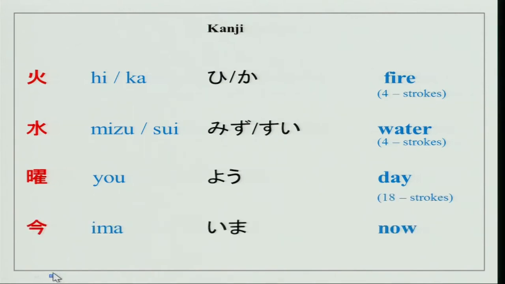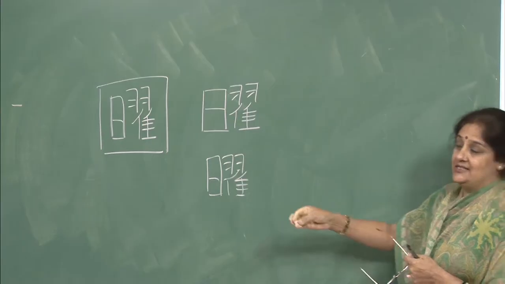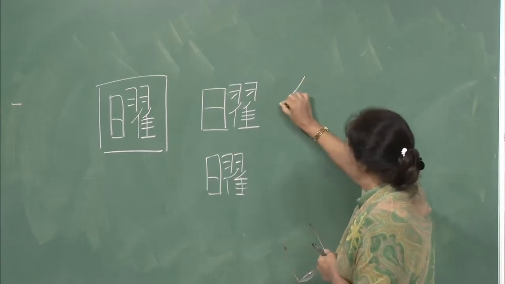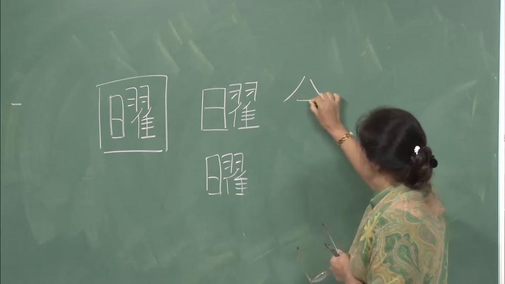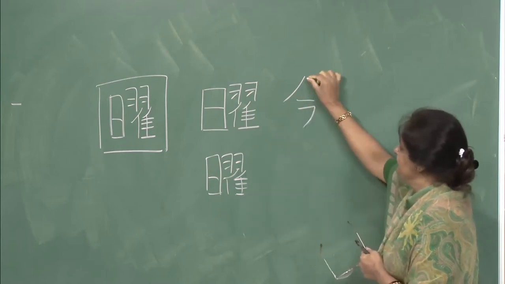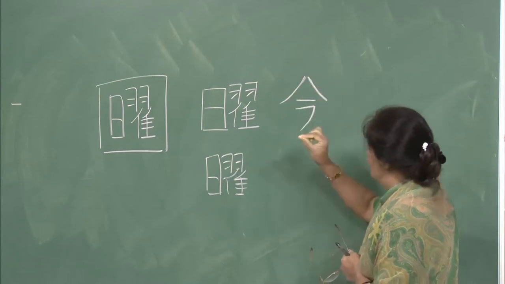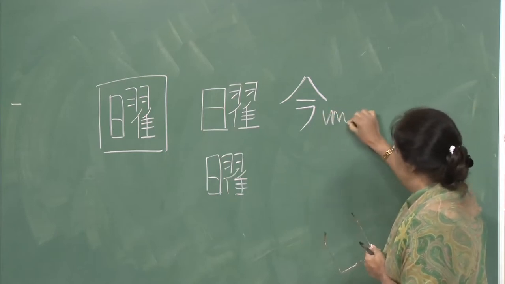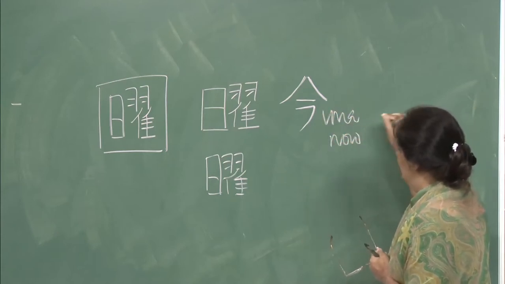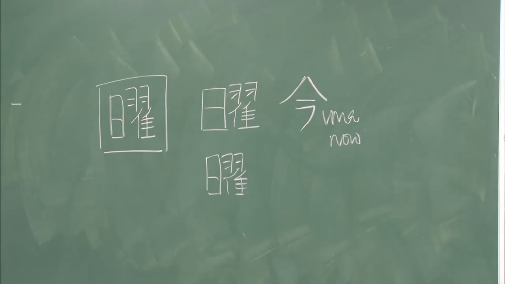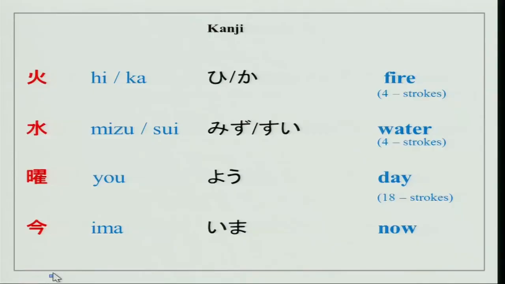Well, now we have also Ima. Ima nanji desu ka? So, a character for ima, ima meaning now, like this, simple, 1, 2, 3 and 4. It's a 4-stroke character, ima meaning now. These are some of the kanjis that we are doing here in class. Getsuyobi, suiyobi, kayobi. Yobi, yo and ima. Okay.